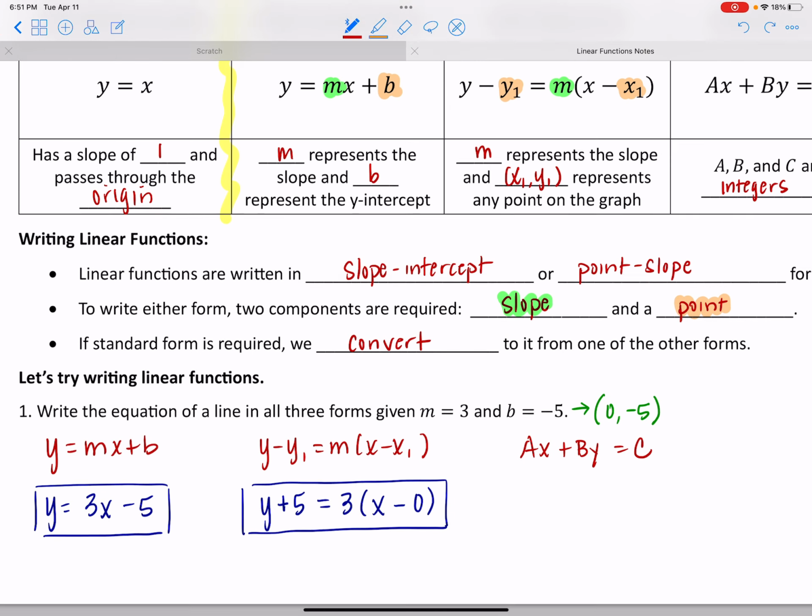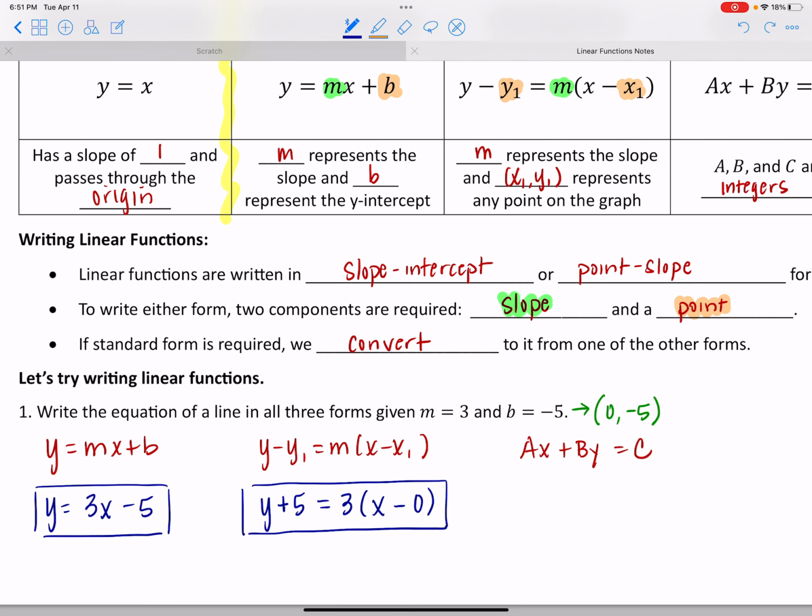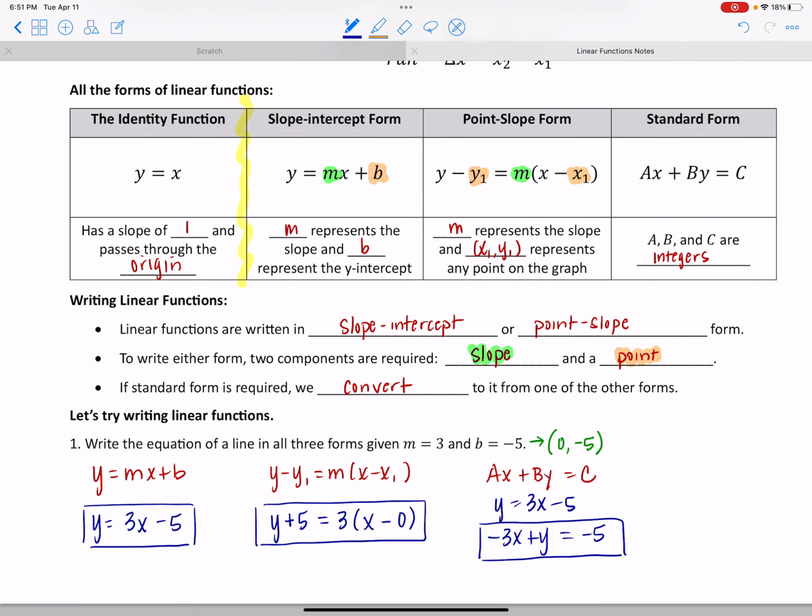So if I took my y equals 3x minus 5 and just subtracted the 3x over, then I would have a negative 3x, a positive y, and then a negative 5 for my standard form. So it's just a rearrangement of one of the other forms, okay? So I think this is, again, best case scenario. If you're given m and b, you should be able to write a linear function in any one of the three forms, and it doesn't require much work. Sometimes a little more work is required, again, depending on the information we're given.